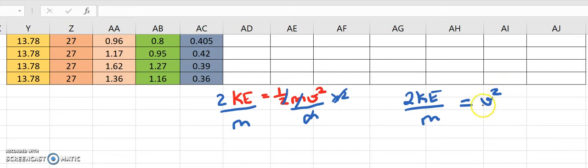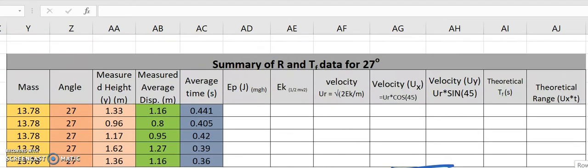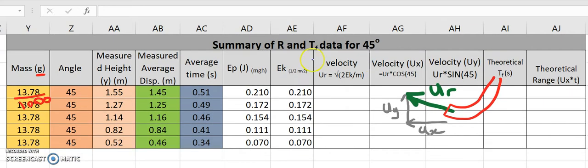And I want to get rid of that squared, so I'm going to take the square root of this side. We'll get rid of that squared there. I need to square root this side here. So I'm going to end up with v equals the square root of 2 times the kinetic energy over the mass. And that's a formula that I've put up the top here, where I've got UR, that's this initial velocity here, UR is equal to the square root of 2KE, the kinetic energy, divided by m.